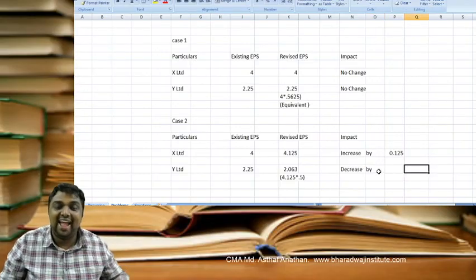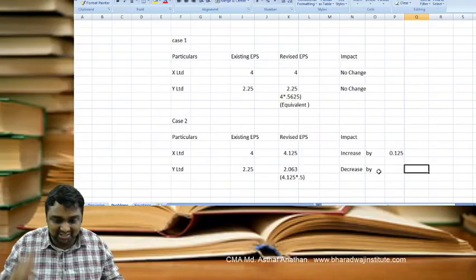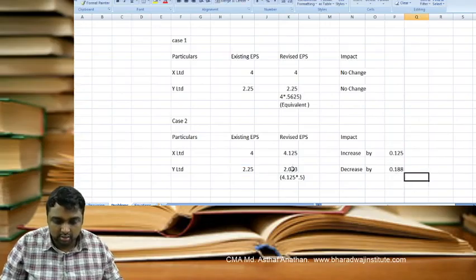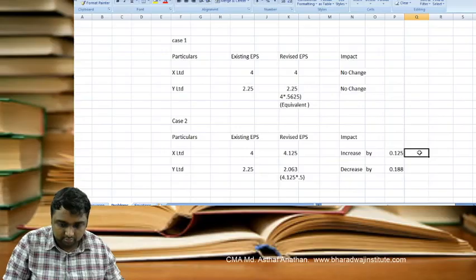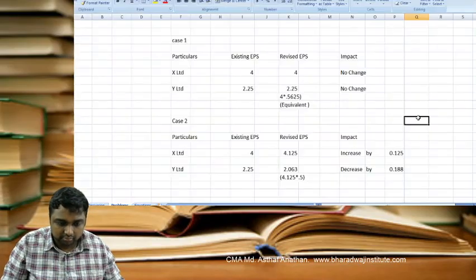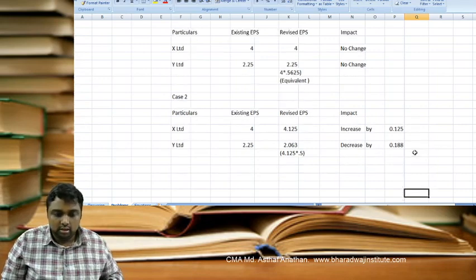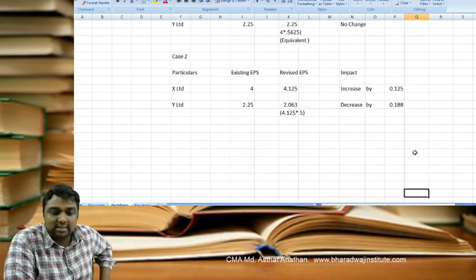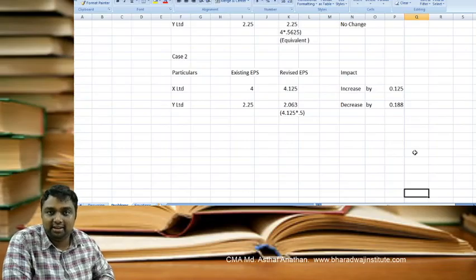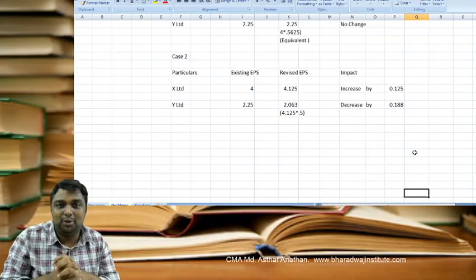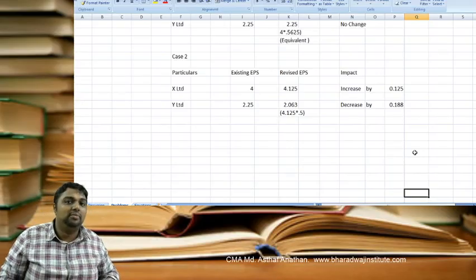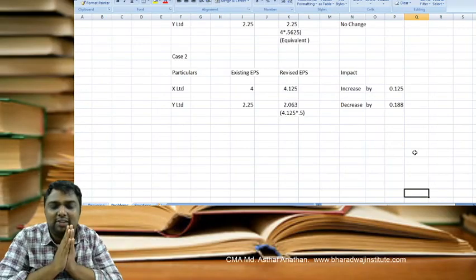See, this I am just telling. Now the exam purpose answer is over, but I will tell you one concept. Here it is a decrease by 0.88. As far as X Limited is concerned, it increased by 0.125, whereas Y Limited decreased by 0.88. Why? Suppose let me tell you one thing. If you have 10 rupees, if one person loses 10, another person should gain 10. Why is it not equal? It will come out equal only. The exam perspective answer is over.